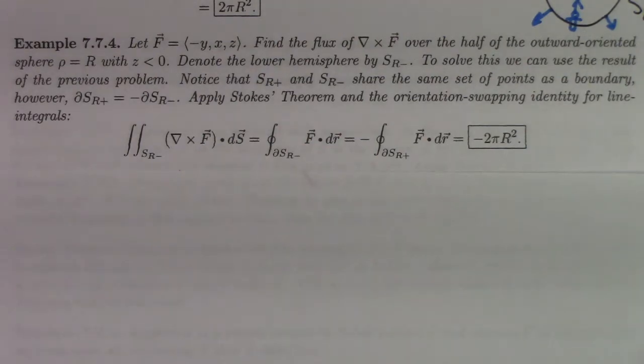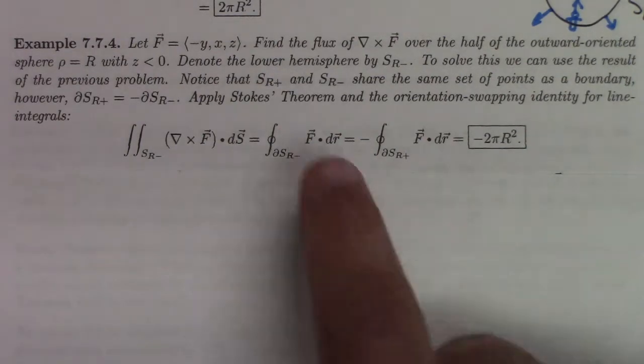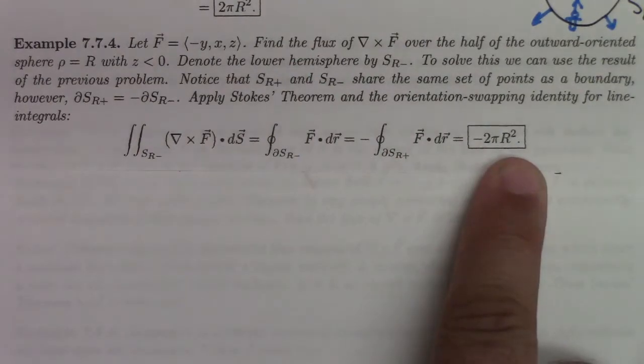I should also mention that there's an easier way to understand why this has to be minus that in view of the divergence theorem.